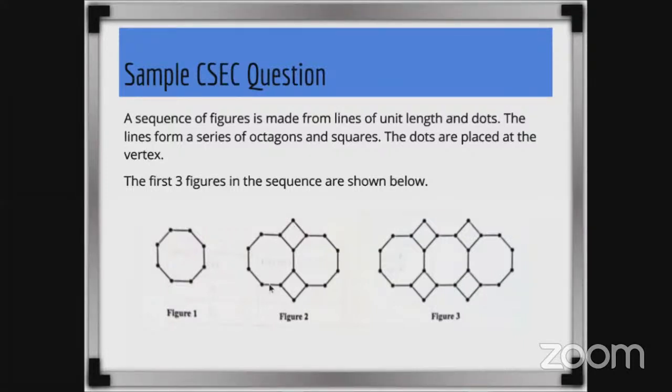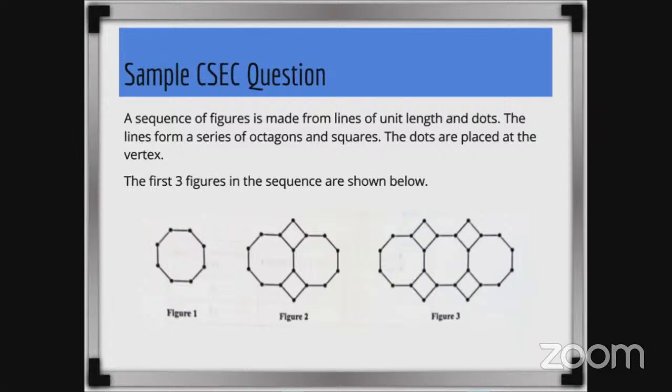Okay. So you see figure 1 and figure 2. You agree with what figure 3 looks like? Can you figure out what figure 4 will look like? All right, so the shape that is in figure 1 is an octagon. The shapes that are in figure 2, what are they? Just for description.